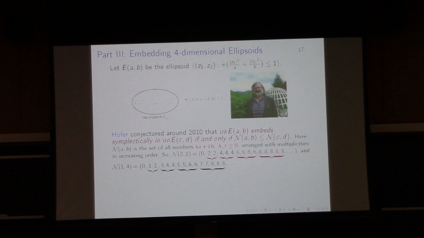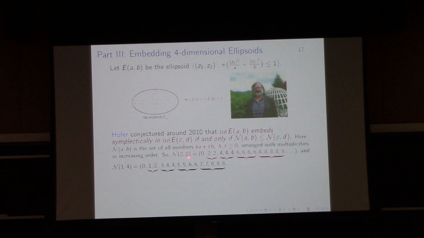So we've got these a and b, and you take all non-negative integer combinations of a and b, so k times a plus l times b, and you arrange these numbers with multiplicities in increasing order. So if you take 2 and 2, then you're allowing 0, so you have 0, and then you have two copies of 2, because you can have 1 times this 2 and 0 times the other one, or you can have 0 times the first one and 1 times the second.